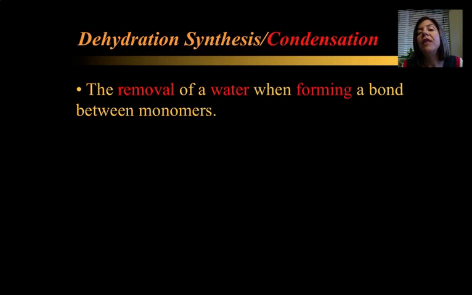Now, the way that these monosaccharides are connected together is a process called dehydration synthesis, or we can also call it condensation. So whenever you form a bond between 2 monomers, what happens is you remove a water. So dehydration, when you're dehydrated, you lose water, right? So when you synthesize something, you make something. So we lose a water when we form a bond, and that is dehydration synthesis, or it's also called condensation.